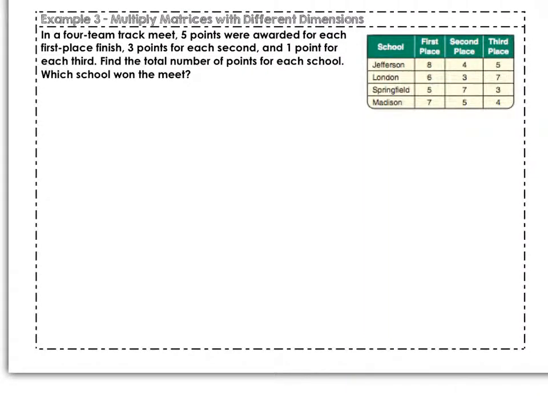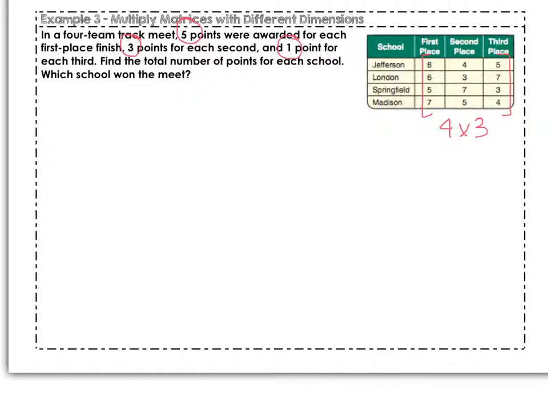All right, we're now looking at our third example of this section with a real-world problem where we're in a track meet and points are awarded for each of the place finishers, and we need to find the total number of points for each school to answer the question of who won the track meet. Like I've said before, I really just love organizing the data that they give me in a table already in a matrix, okay? Notice each of my columns represents the places, and then each of the rows, the schools, and each of the elements represents the number of finishers from that school in that place, creating a 4 by 3.